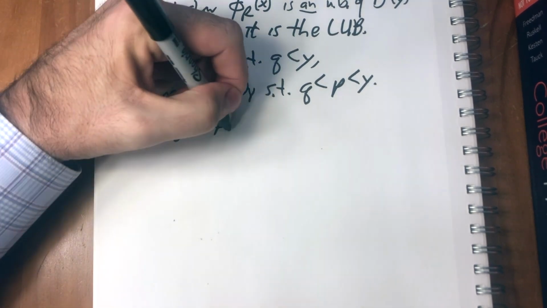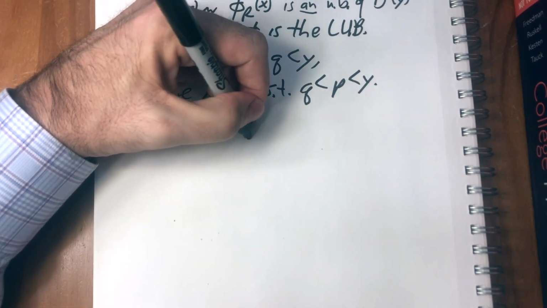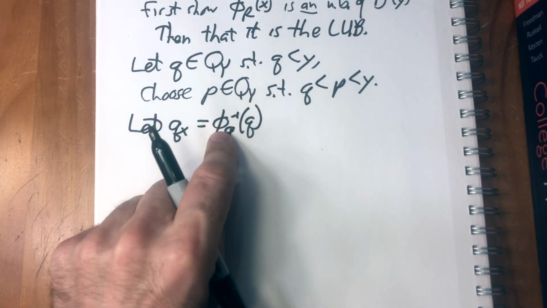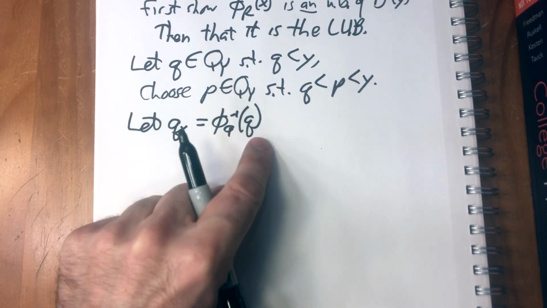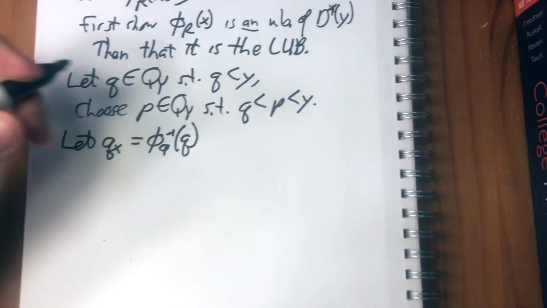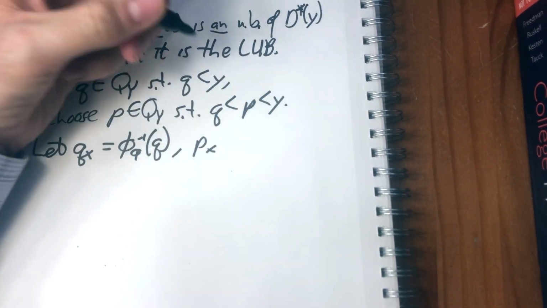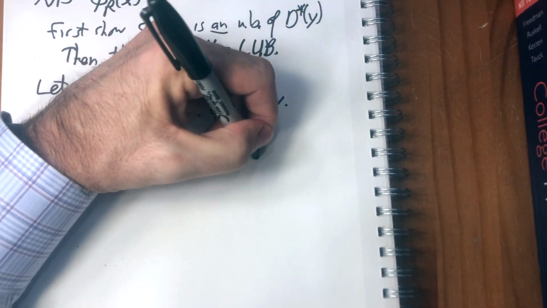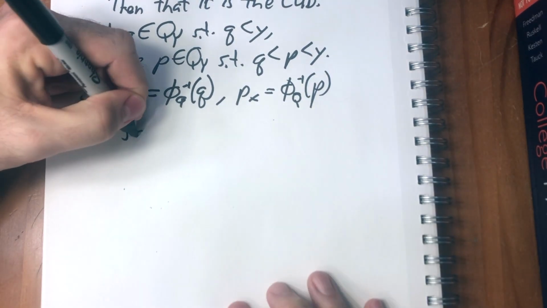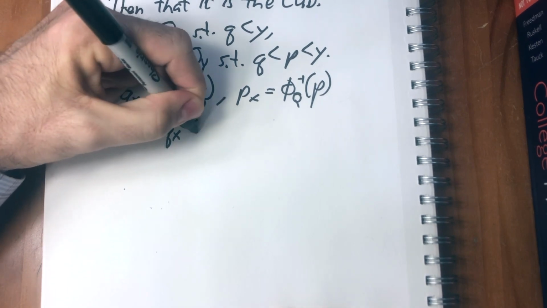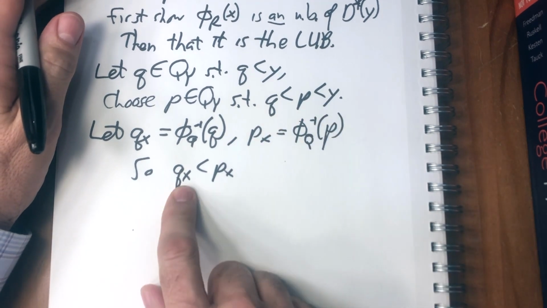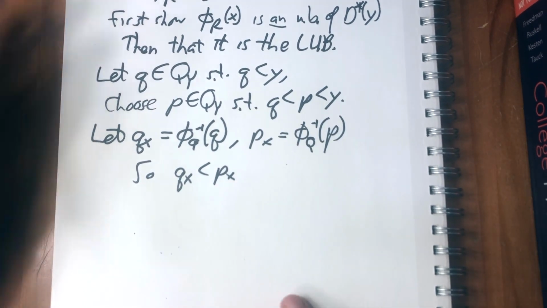Let qx equal phi q inverse of q. So we're just going to denote this number. You basically take phi q, send it back to x, and we'll denote that as qx. And same with px equals phi q inverse of p. Now phi q inverse is order preserving, so qx is less than px, right? We started with q is less than p, so if you move them to x, qx is less than px.